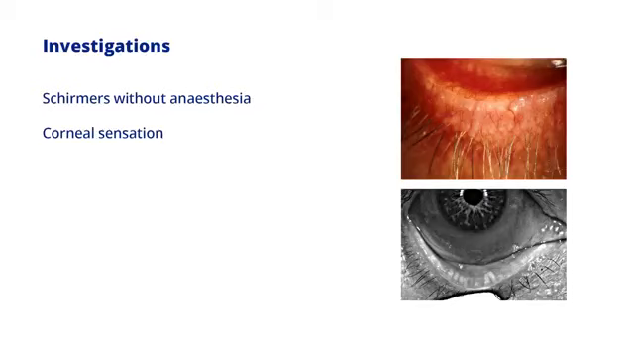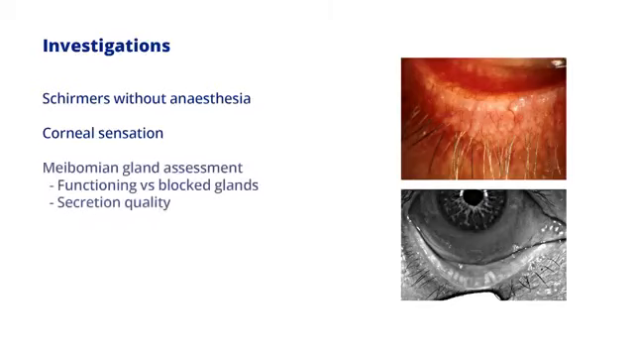You then move on to determining what investigations you need. The Schirmer's is typically done without anesthesia. That's known as Schirmer's 1. You may want to check the corneal sensation and then assess the meibomian glands, looking at how many glands are functioning versus blocked and the quality of the meibum. Tear film osmolality has been recommended by some, but sometimes can give variable results.